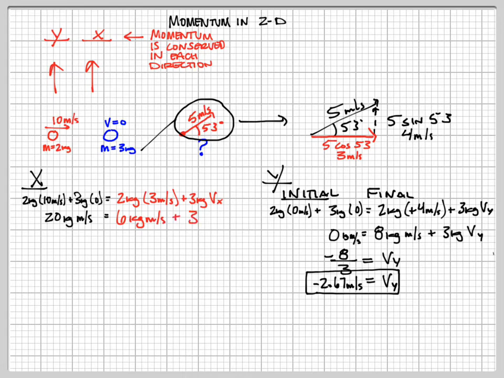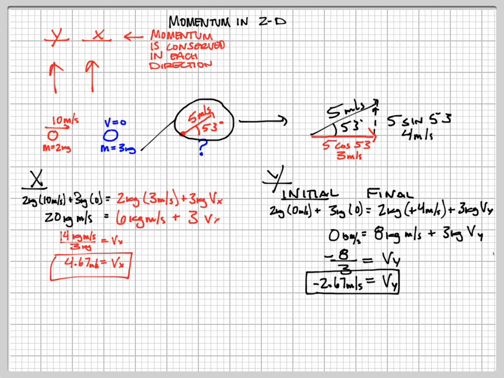So 6 kilogram meters per second plus 3 Vx. That leaves me with 14 kilogram meters per second divided by 3 kilograms. That's my velocity in the x, and that is a gross number. So 14 divided by 3 is 4.67 meters per second in the x. So I know the y component of the velocity and I know the x component of the velocity.